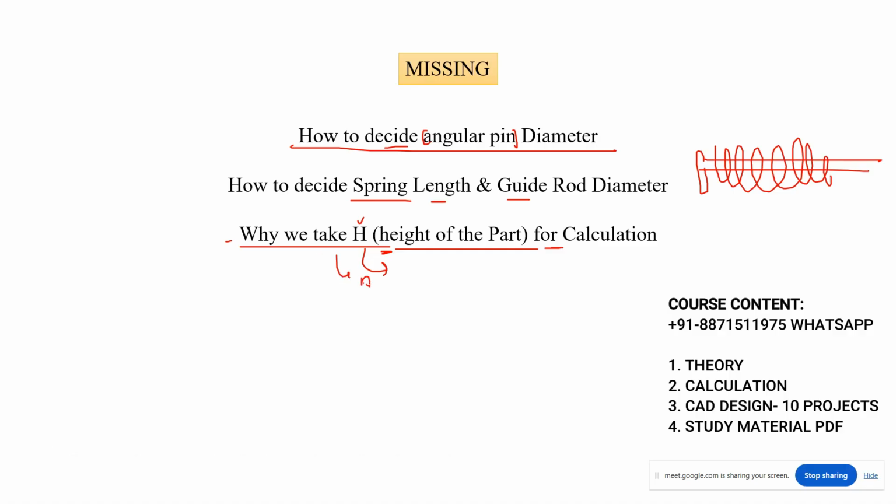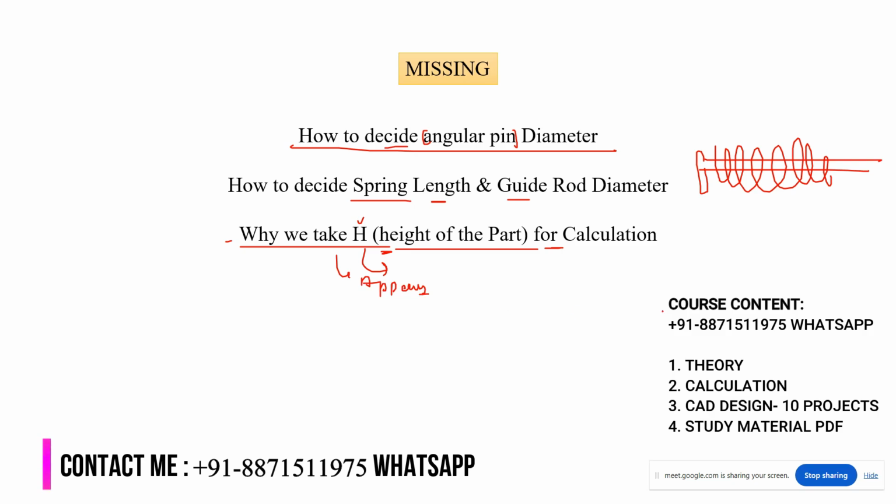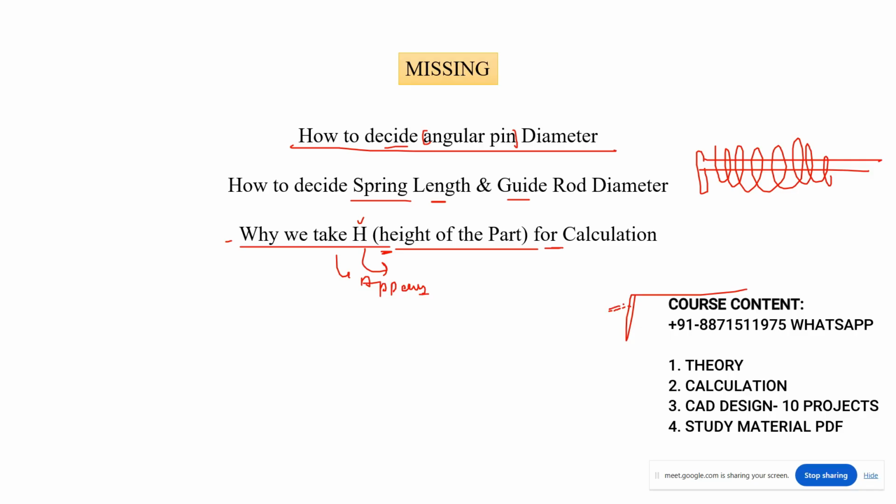Depending upon the appearance. For example, if you have a component like this and the customer says there is no requirement for the appearance for this face, this is not the critical feature, so you can take any height for the slider. But for appearance purpose, you have to select the appropriate height depending upon the component geometry.